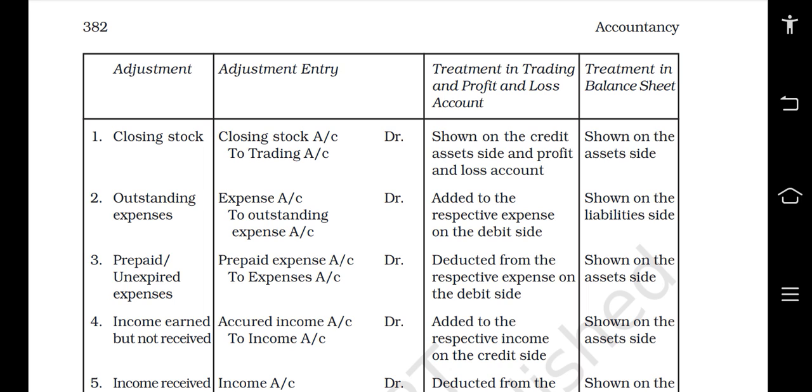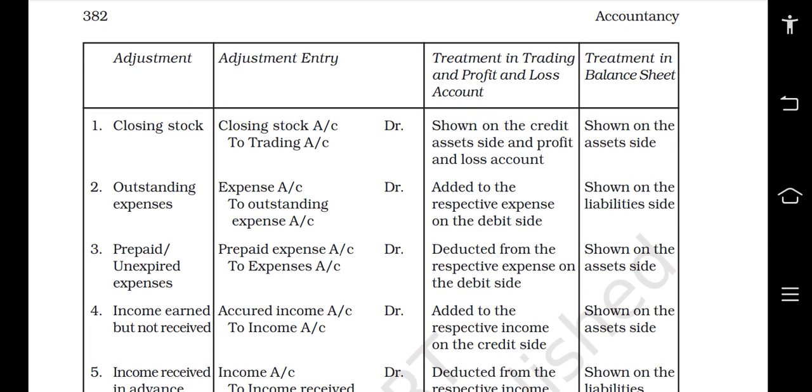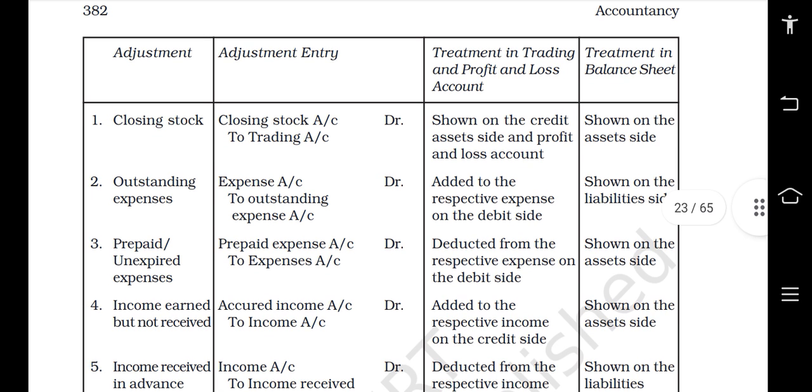So closing stock, two places we have to consider. First one, the trading account credit side, and the balance sheet debit side. Debit means asset side. So understand this one. If closing stock is given in the additional information, then you have to consider this amount in two areas: one is the credit side of the trading account and the asset side of the balance sheet.